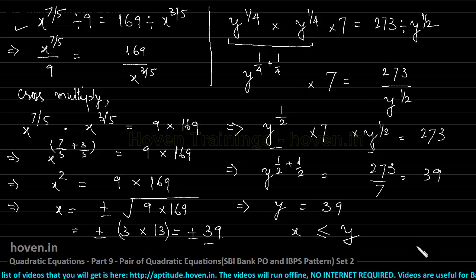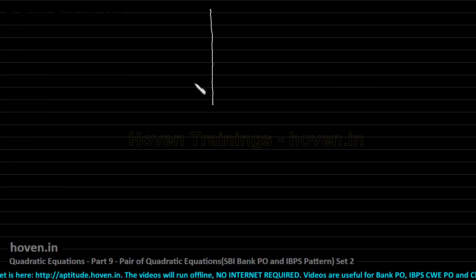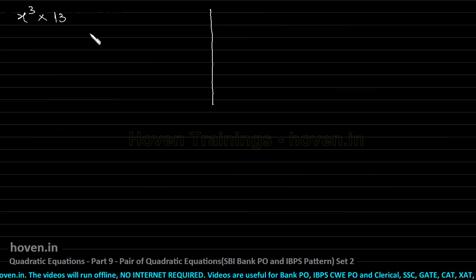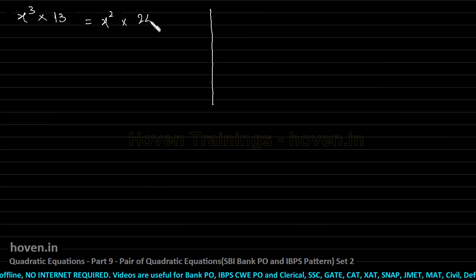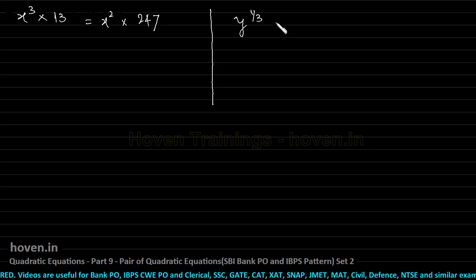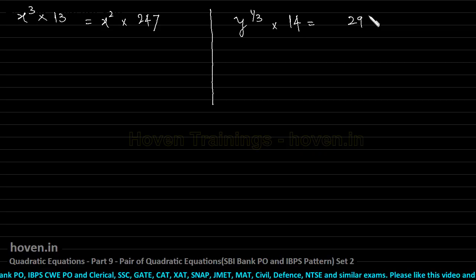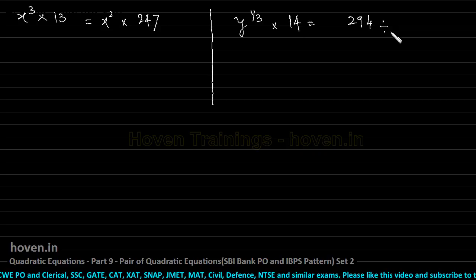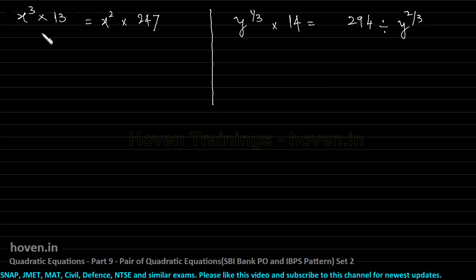Let us take another similar example. This is also from previous years' papers, and this is x cube multiplied by 13 equal to x square multiplied by 247. This is one thing. And y raised to the power 1 by 3 multiplied by 14 is equal to 294 divided by y raised to the power 2 by 3. This is the question. Solve from this side.